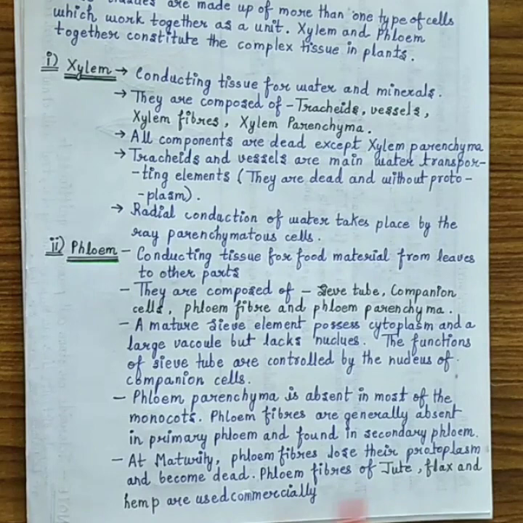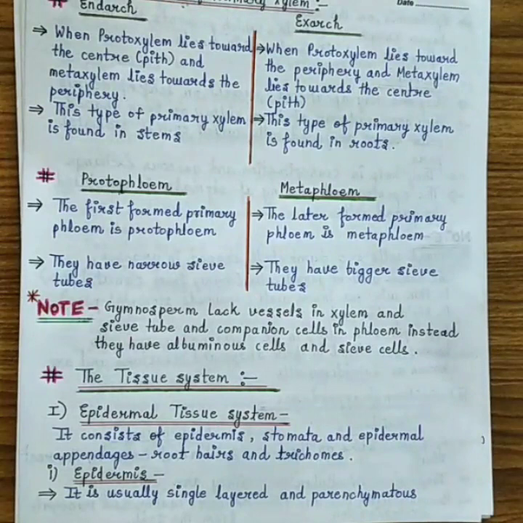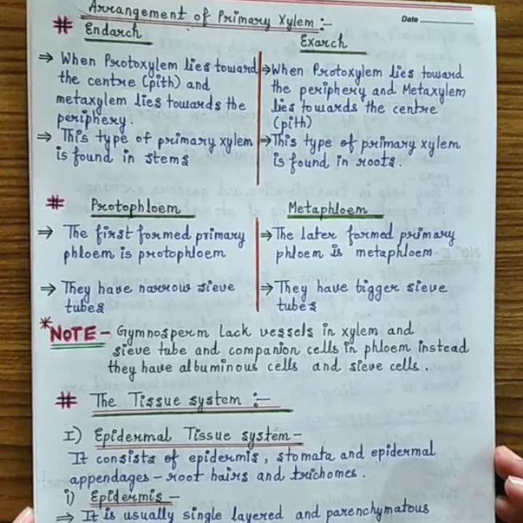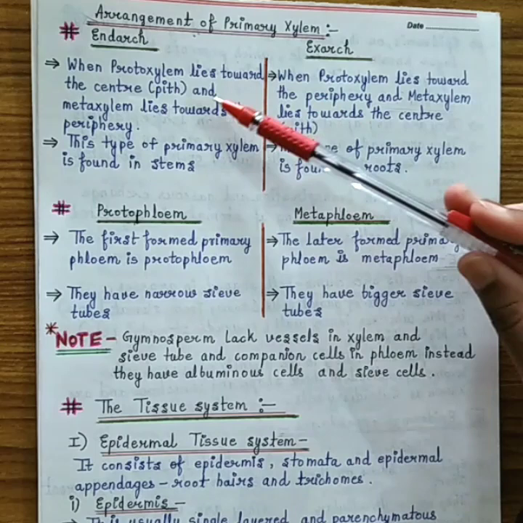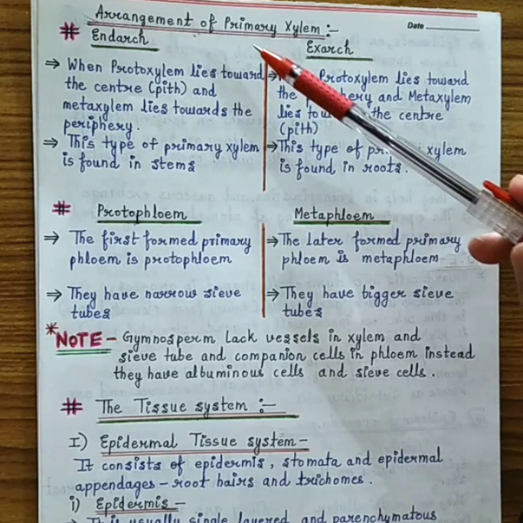They are used commercially. Now moving ahead, we'll talk about arrangement of primary xylem, endarch and exarch condition. You will learn the importance of these terms while we study the transverse section of root and stem. Before discussing the transverse section, we need to know what these terms mean. Endarch and exarch ka matlab kya hota hai?